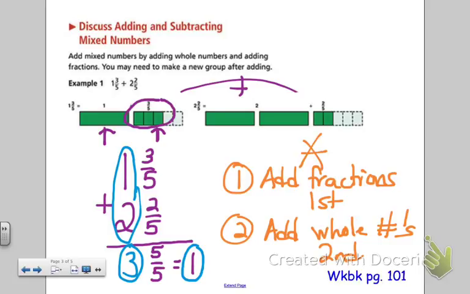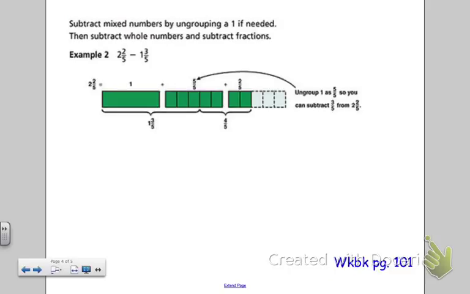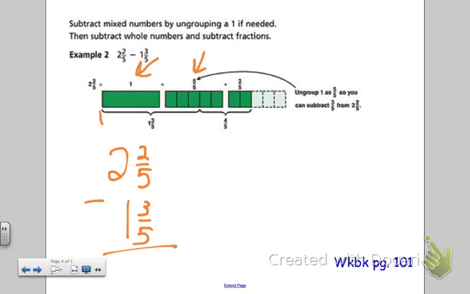Okay? Let's see what this looks like with subtraction. Here we have 2 2/5. Let's see, 2 2/5. And we're going to subtract 1 3/5. Now notice the way they set it up. Here's the 1. Here's the other 1, which gives me a total of 2 here. Do you see how they did that?